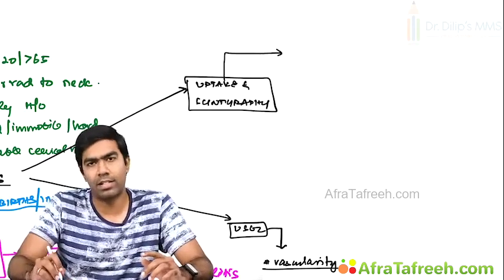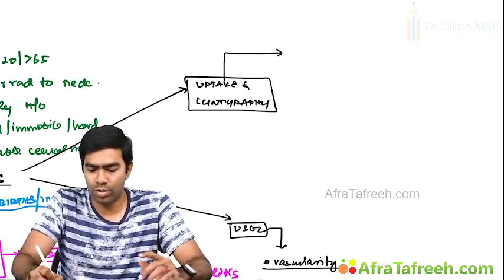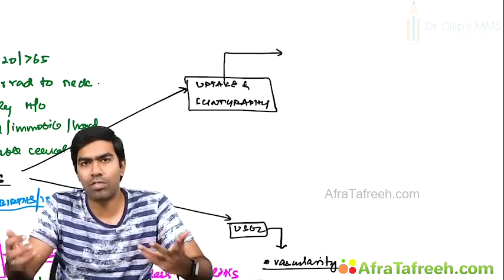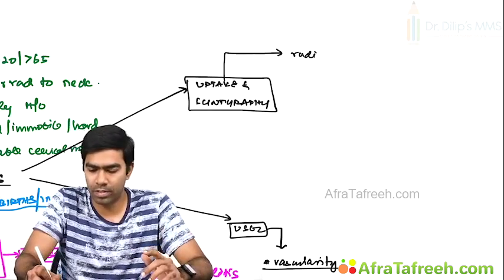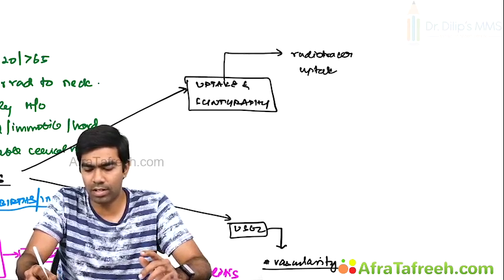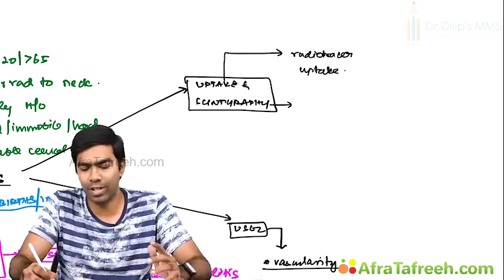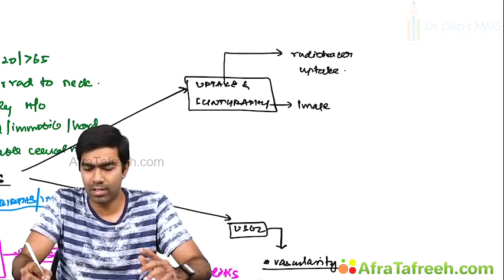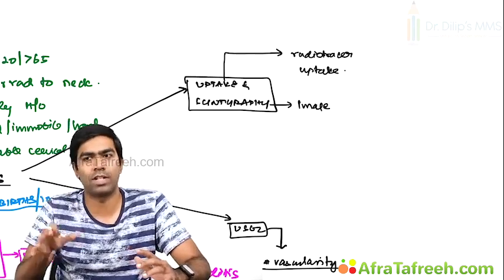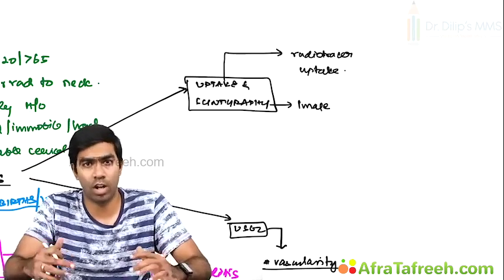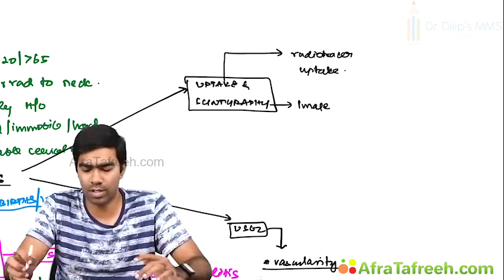Uptake scans measure the amount of radiotracer uptake, so you are going to see how much radiotracer uptake is seen in the thyroid gland. In scintigraphy, you are going to image the gland, which means you take a snapshot of the gland and see what is happening along with the radiotracer. So these are nuclear scans.